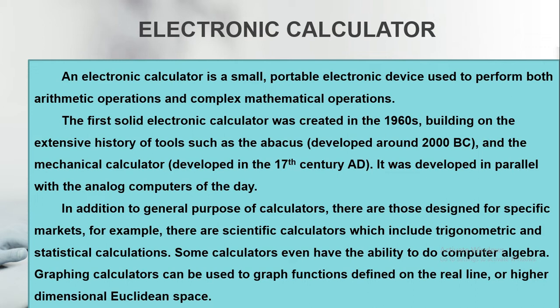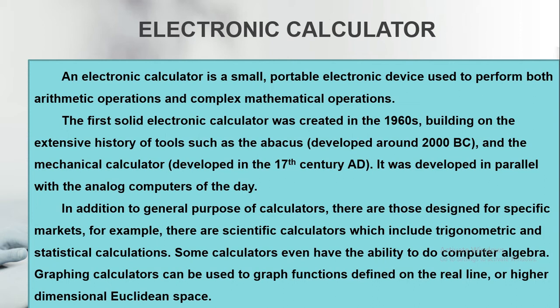Okay, so let's identify the generic structure of the text. Here you can see that a general classification is actually about the introduction of the topic or classifying what kind of general topic you are going to talk about. For example, in this case, we are talking about electronic calculator. So in the general classification, you can also add the definition and also the function. Here we can see that the definition of electronic calculator is a small portable electronic device. And what's the function? It is used to perform both arithmetic operations and complex mathematical operations.